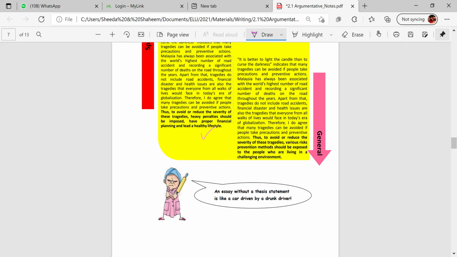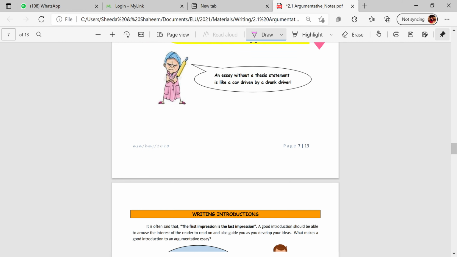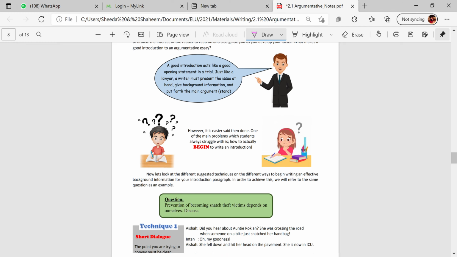It's so simple. Okay, now next, writing the introductory paragraph. Yeah, it's easier said than done. You just write an introductory paragraph, but sometimes it's very difficult for us to write one. We may have a lot of ideas, but how to begin? Sometimes we do have writer's block.